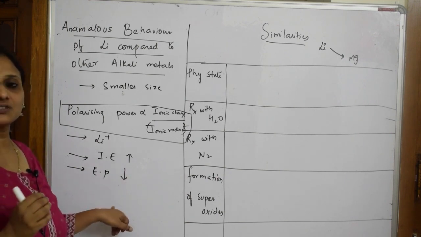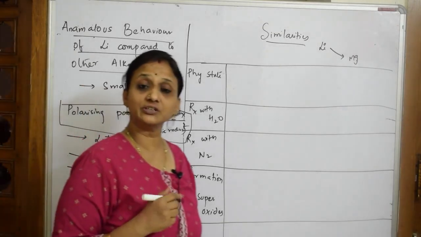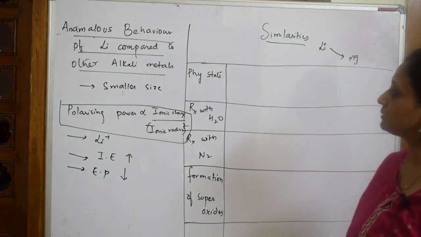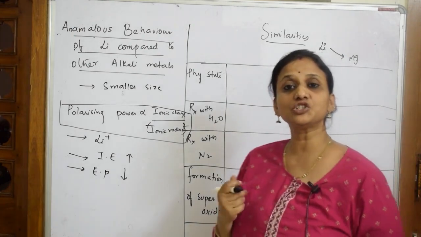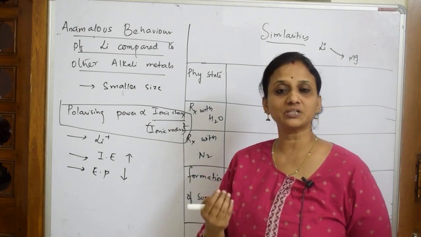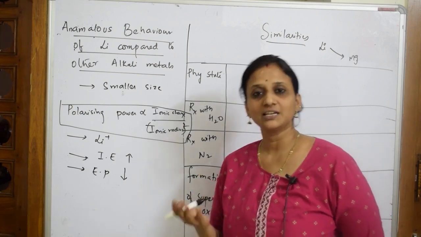Hence the electropositivity is also low. So these are the important points which make it different from the remaining elements, right? Now if I have to speak about the similarities, I already said lithium shows a diagonal relationship with magnesium, right? In what way? There are certain properties which make lithium as well as magnesium similar in nature. So let us see those.